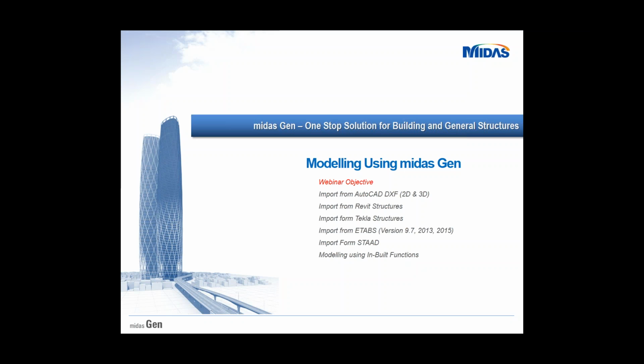easier. So today we are going to discuss importing from AutoCAD DXF, both 2D and 3D files, how to import and how to make the buildings and structures in MIDAS Gen, and how to import from Revit Structures. For Revit Structures we have bidirectional support actually, so you can take from the Revit model and you can update the model in MIDAS. If you make any changes, those changes can be taken back to Revit Structures again. Also import from Tekla Structures and import from ETABS, both the 9.7 version, the old version, and the latest versions 2013 and 2015, and also importing from STAAD files if you want to import from STAAD. Also modeling using built-in functions. So these are what you are going to see in brief.